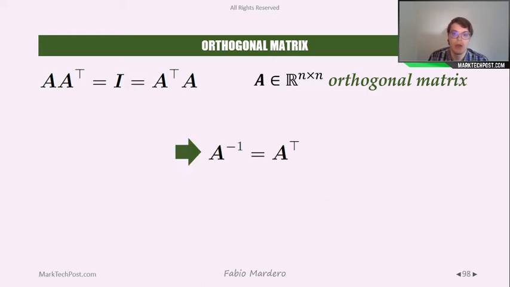In particular, since this property holds, it means that the inverse of the A matrix is equal to the transpose of that matrix, which is a pretty important property, because if we need the inverse matrix, we don't need anymore to compute it with some complex algorithm, but we just need to transpose the original matrix.